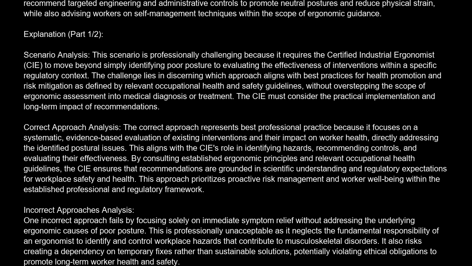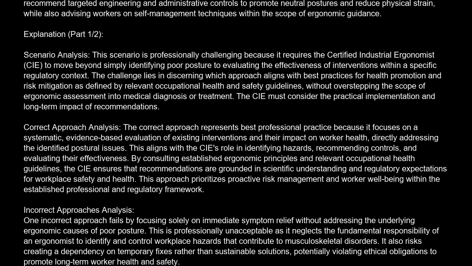This scenario is professionally challenging because it requires the certified industrial ergonomist, CIE, to move beyond simply identifying poor posture to evaluating the effectiveness of interventions within a specific regulatory context. The challenge lies in discerning which approach aligns with best practices for health promotion and risk mitigation as defined by relevant occupational health and safety guidelines, without overstepping the scope of ergonomic assessment into medical diagnosis or treatment. The CIE must consider the practical implementation and long-term impact of recommendations.